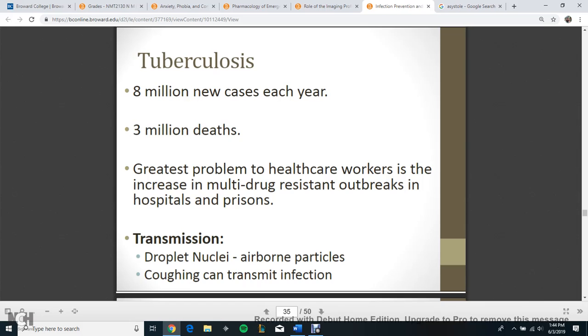The greatest problem to healthcare workers is the increase in multi-drug resistant outbreaks in hospitals and prisons. The transmission is by droplet nuclei, airborne particles. Coughing can transmit infection.